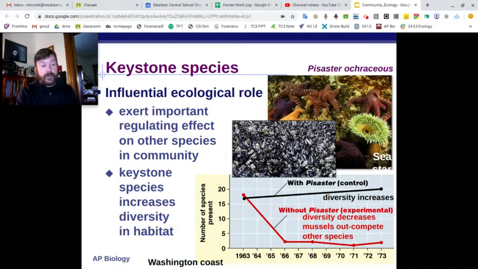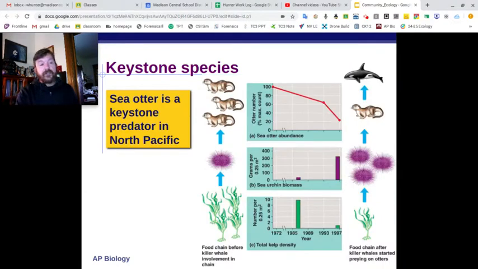Okay, and they grow in huge patches, but one single sea star would eat its way through this in a day and clear that, and so other organisms using the habitat had a place to live. Another example of a keystone species is the sea otter.